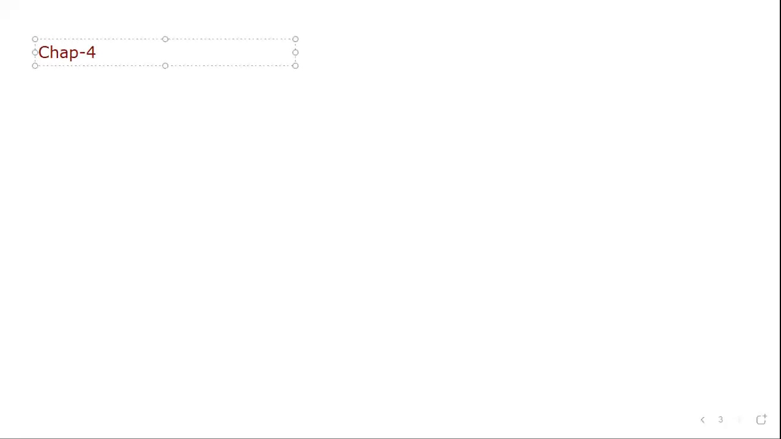Our fourth chapter is CO4, where we have to understand the different types of memories and their uses. So what are the uses of memory? That is our CO4. Now in the beginning we have to look at the classification of memory.